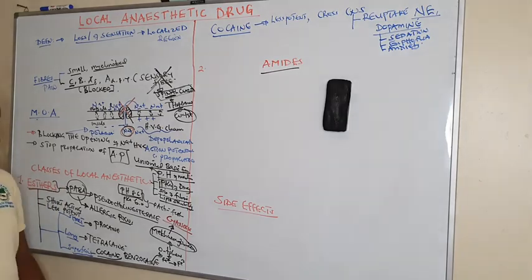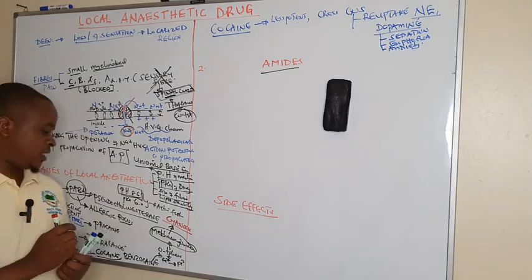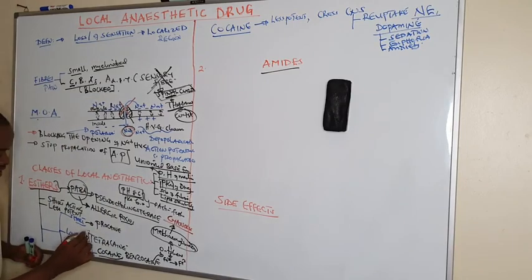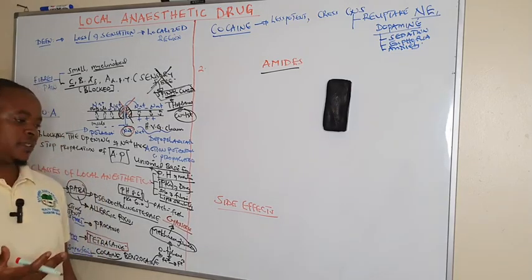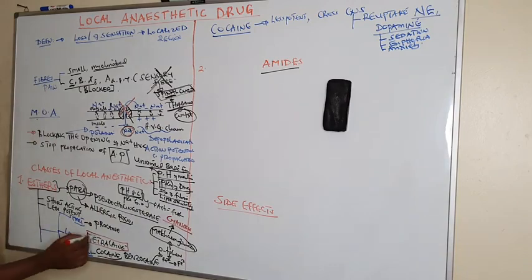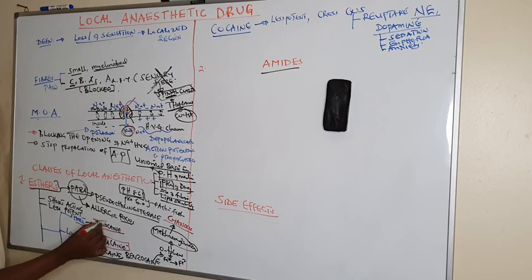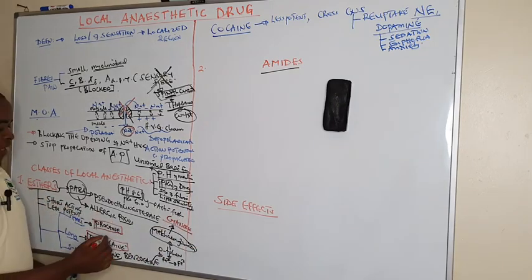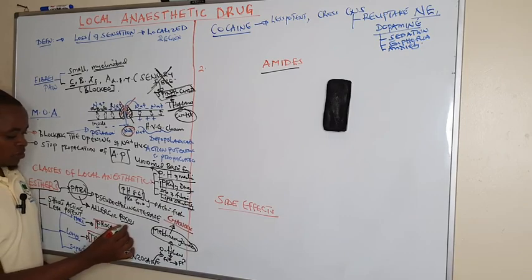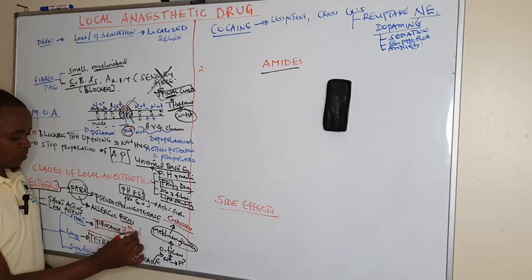So after seeing that, we have said among the esters, the only long-acting one is tetracaine. Tetracaine is the only one which has a longer half-life, and it is a long-acting anesthetic. Then procaine is short-acting. But among the side effects, procaine can cause hypotension and cardiac arrhythmias.